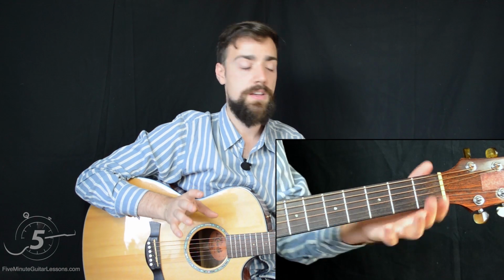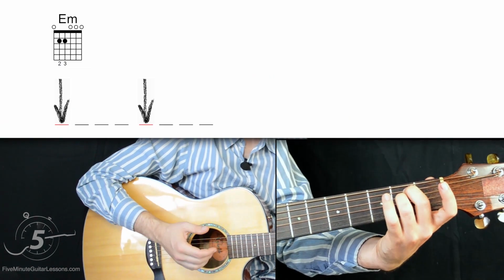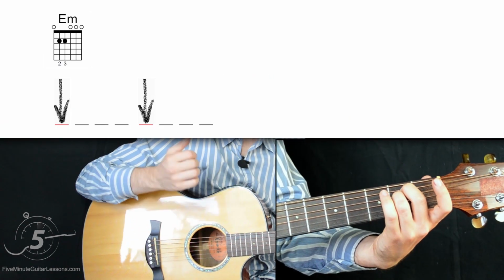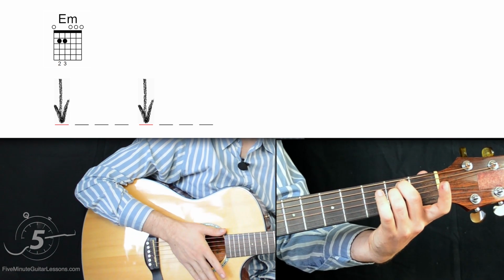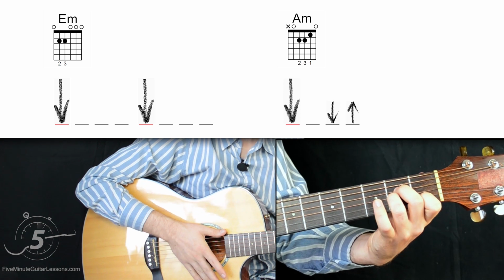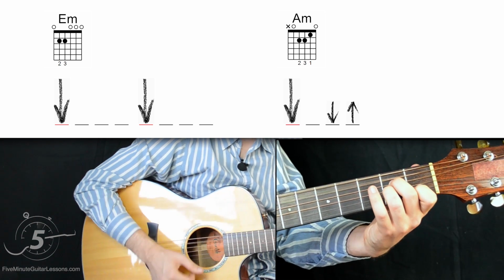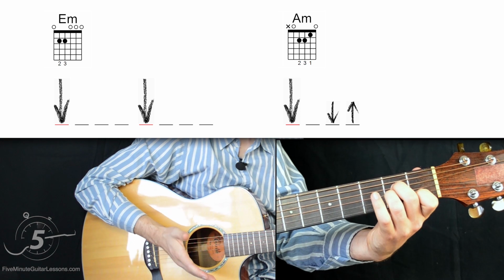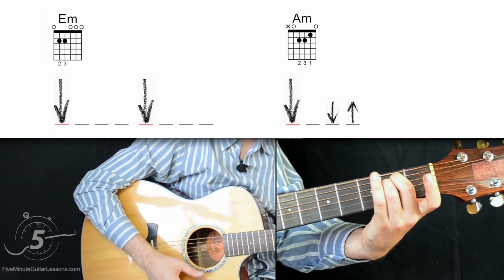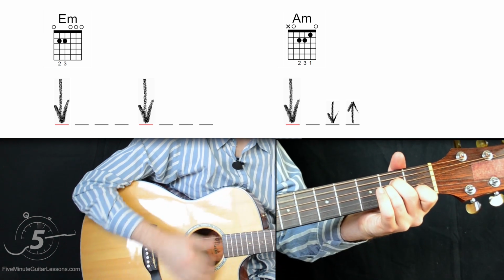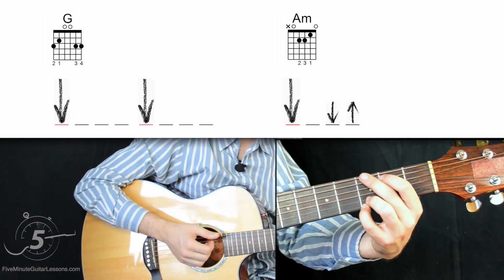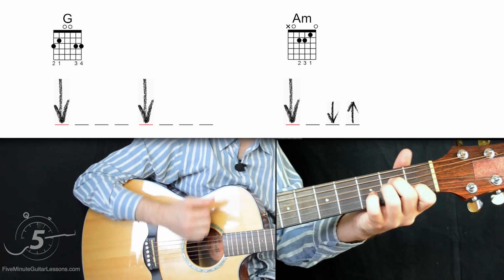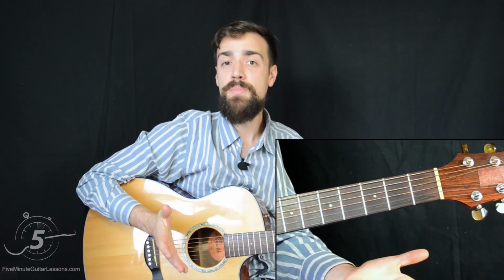So you notice I'm changing chords in the middle of the strumming pattern. First, we start with an E minor, and we're just going to play down, down on that. And then we're going to switch to A minor, and we're going to go down, down, up. And when you put it together, you get this. And then you'd be doing that with the G chord instead of E minor. And you have most of the verse.